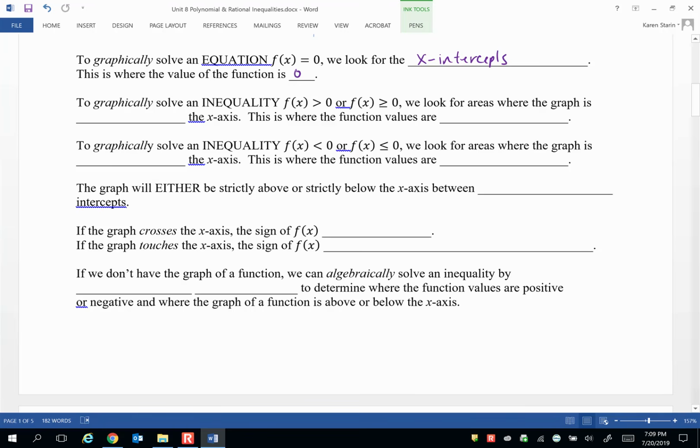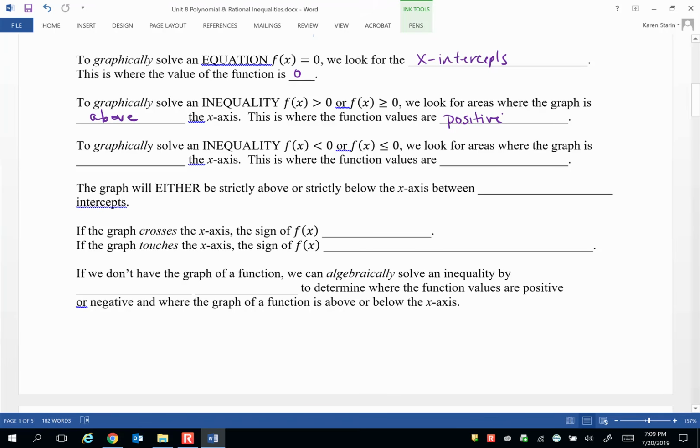To graphically solve an inequality, f of x strictly greater than 0 or f of x greater than or equal to 0, we look for areas where the graph is above the x-axis. This is where the function values are positive. And in the special case where it's equal to 0, it's where it's equal to 0.